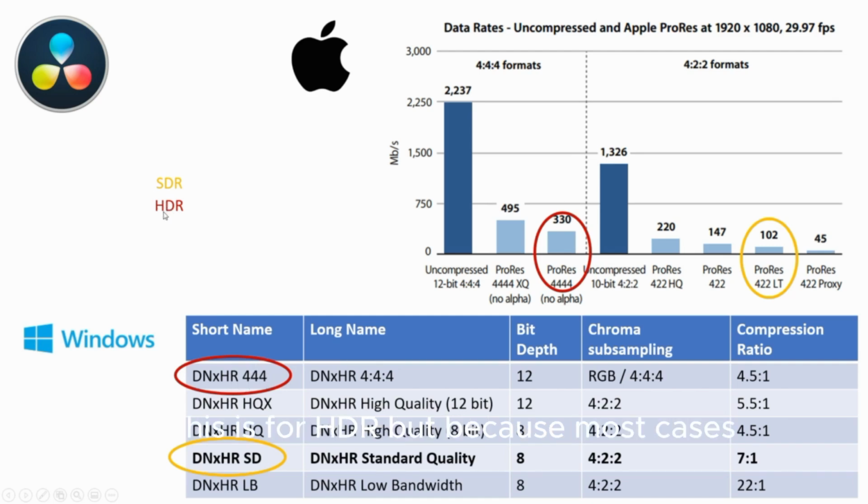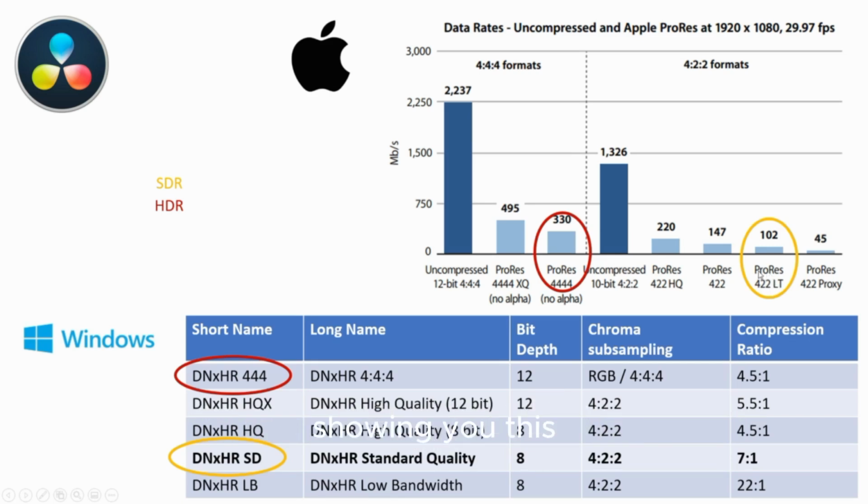But because in most cases you're going to be using SDR, this is rarely the case. So the red one is rarely the case. You are most often than not going to go with the yellow one. ProRes 422 LT. That's the target destination.